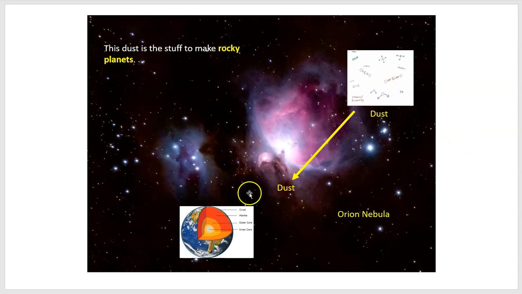So this dust, again, we want to think about this is the stuff to make rocky planets. Not the planets like Jupiter and Saturn, mostly composed of hydrogen and helium. We're talking about rocky planets that are made from heavier elements. Those heavy elements can also link together to form small molecules, and we'll see that these molecules are the very kinds of things that make up the structure of rocky planets.